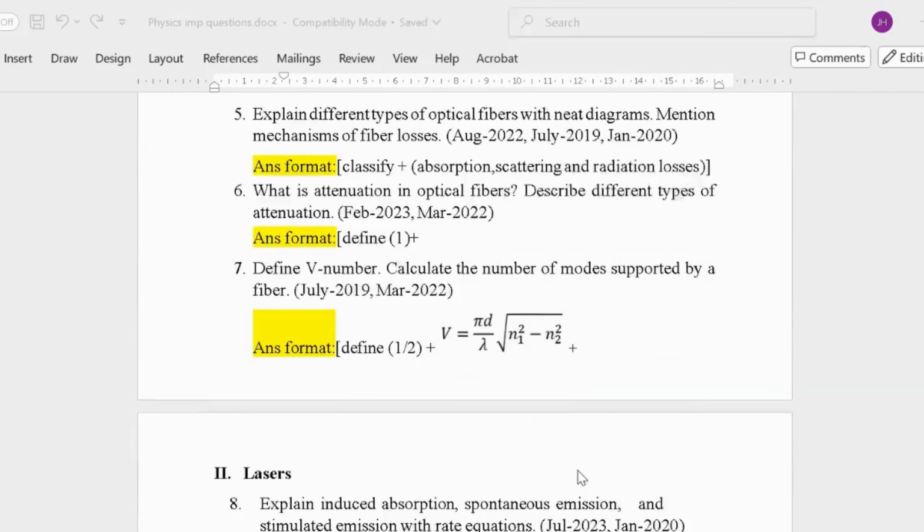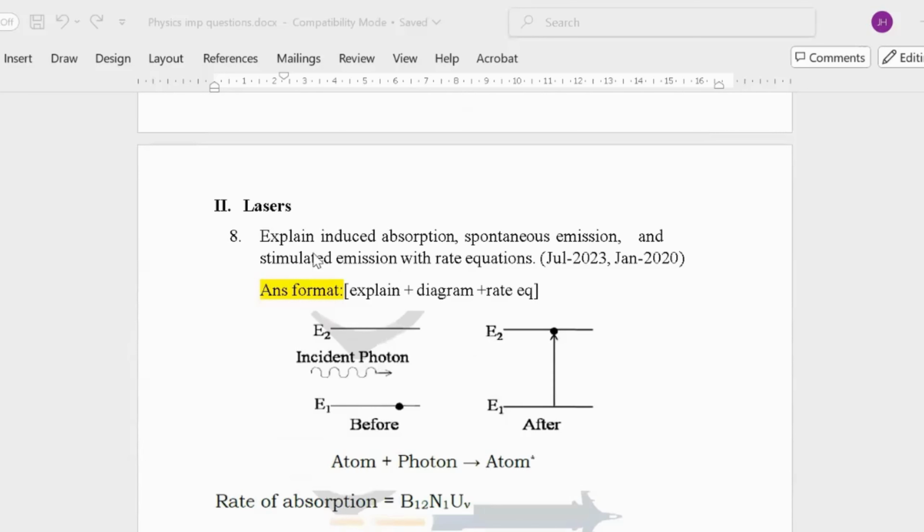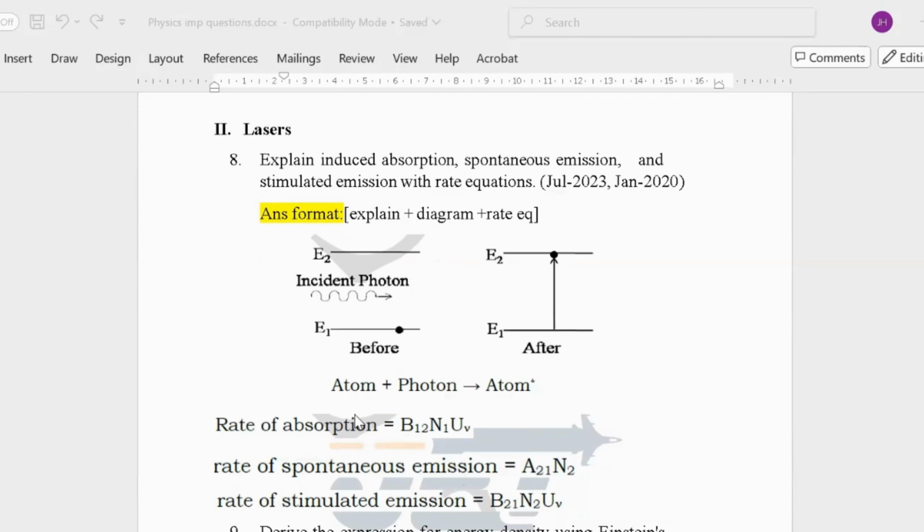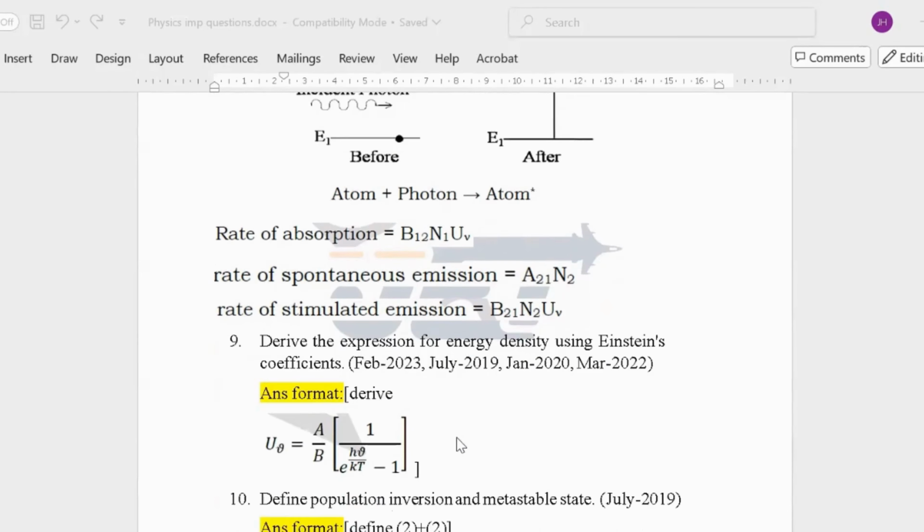No more confusions. Now coming to laser part, explain induced absorption, spontaneous emission, and stimulated emission with rate equation. So first you're going to explain, draw individually the diagrams. Then the rate equation is nothing but all these equations that are there. You guys might get confused, so I have mentioned all these. So you have to mention individually for each one. All right. Yes, moving to the next question.